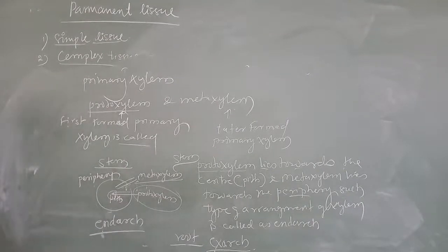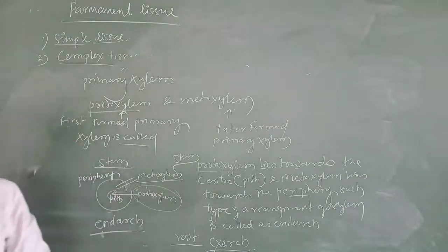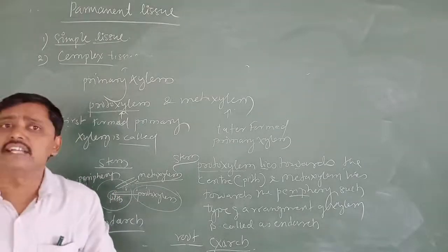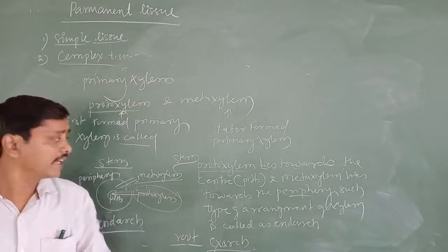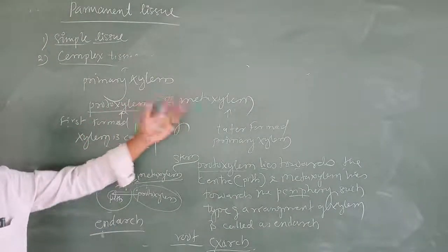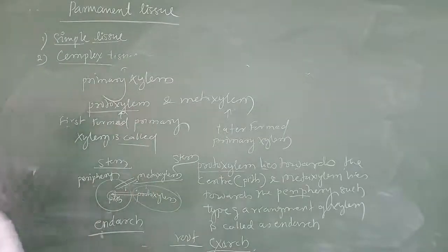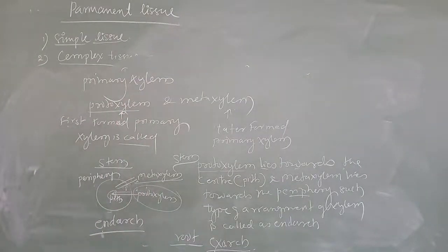So this is about today's class. In complex tissue we discussed xylem. Xylem is composed of 4 kinds of elements: tracheids, vessels, xylem fiber and xylem parenchyma. Then we studied primary xylem, protoxylem and metaxylem, and based upon their positions, endarch and exarch. Endarch is found in a stem, exarch is found in a root. Okay, I'll stop here and continue in the next class.